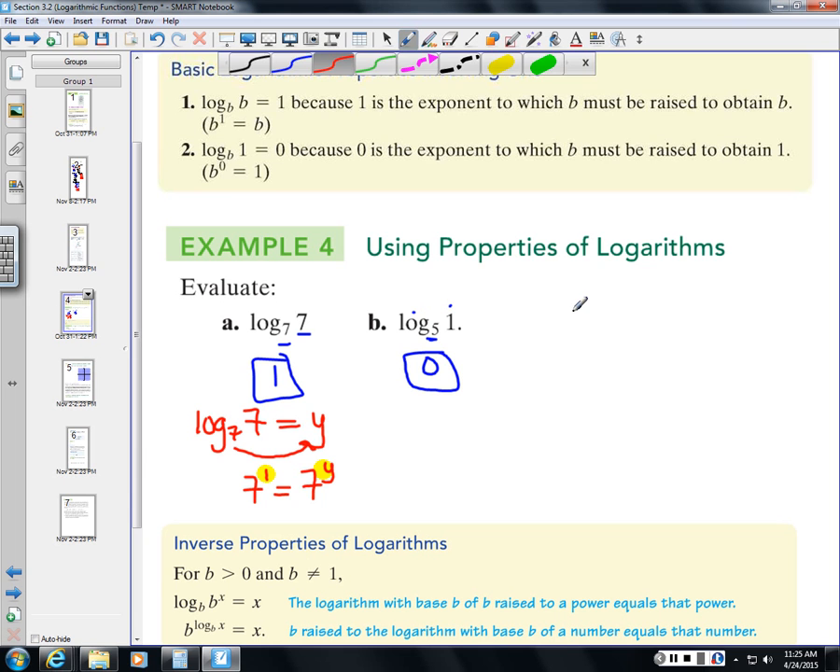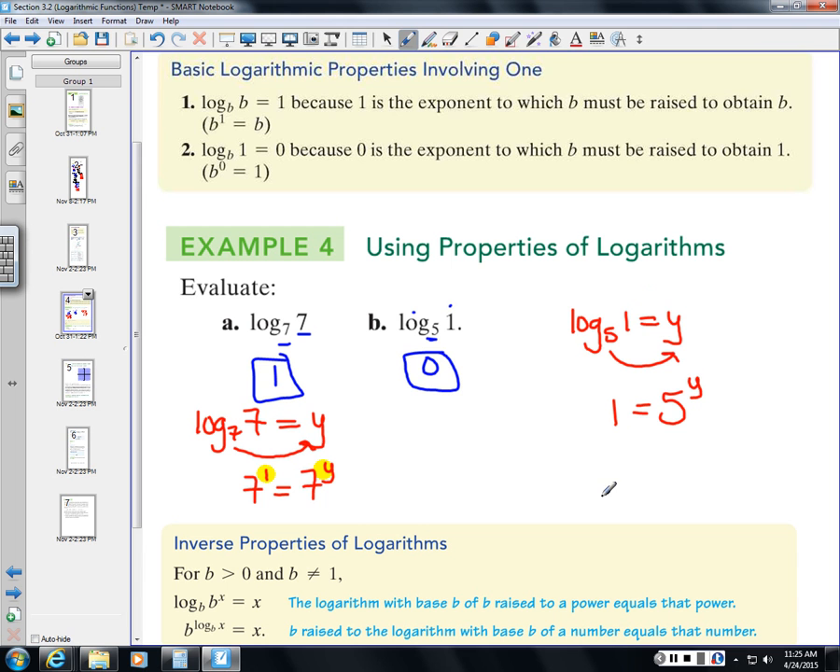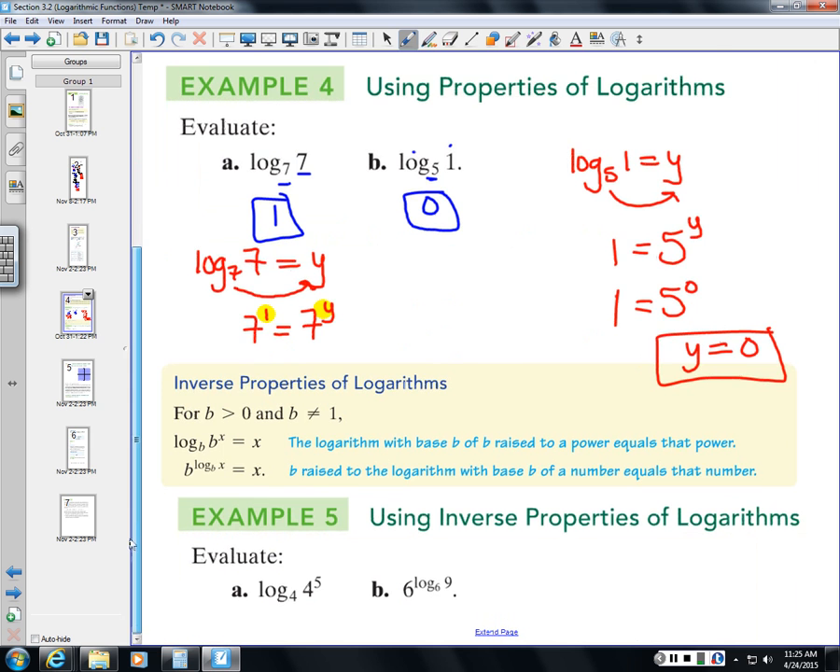Now over here, if I wanted to evaluate log base 5 of 1, set it equal to y. Again, if I take the base and move it over to the other side, this is 5 to the y power equals 1. And rules of exponents say anything to the 0 power is always equal to 1. So that's how we know that y is equal to 0 on example B. Okay, so those are the two basic ones.